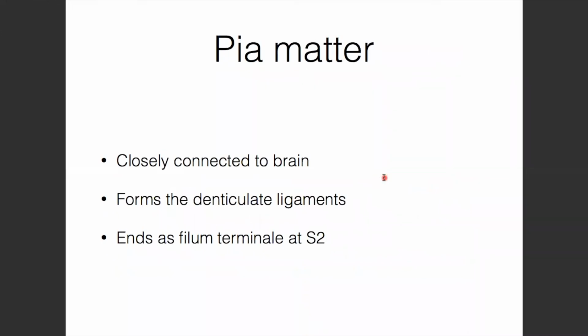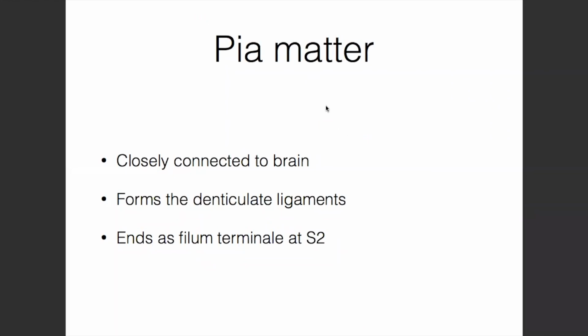طيب, the last one is the pia matter. It's the one that's closest to the brain, so it's closely connected to the brain. In the spinal cord, it forms a ligament, the denticulate ligament. It's just a ligament in the spinal cord that's there to stabilize it. It ends also at S2 at the filum terminale.